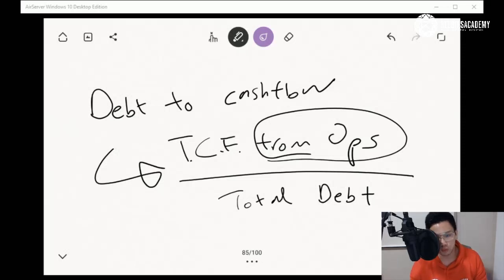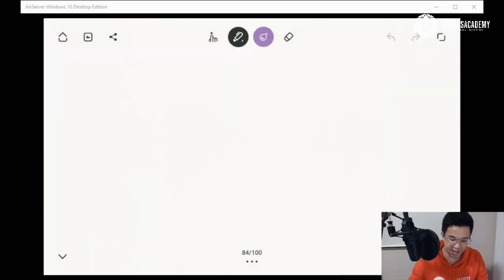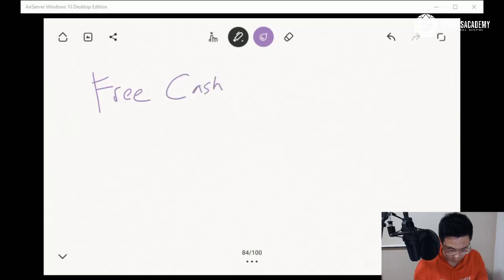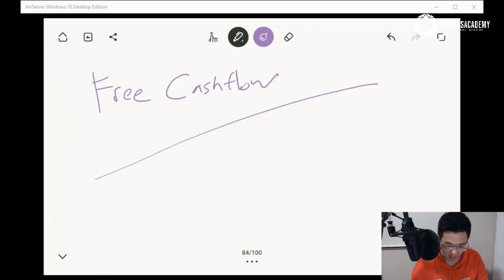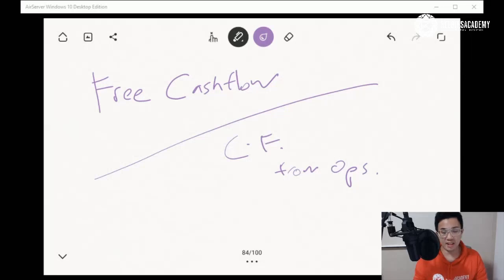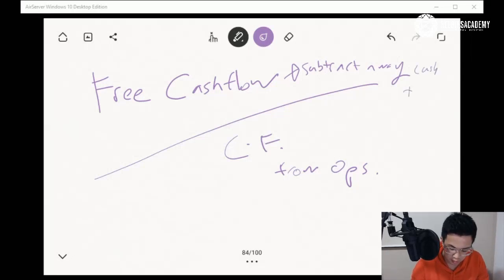Now there is another word when it comes to cash flow, and that is free cash flow. There is free cash flow, and then there is cash flow from operations. What is the difference? The major difference is that free cash flow subtracts away cash that is used for capital expenditures.